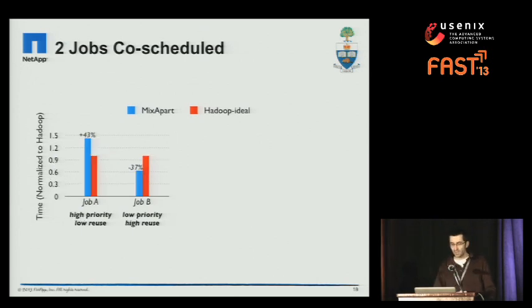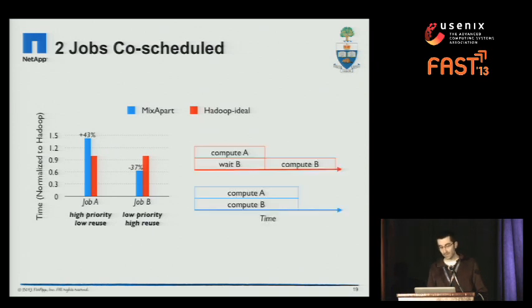The second use case is a bit more interesting, and it showcases the compute scheduler. So I have here again two jobs, and you can see the first job is longer, but the second job is shorter. Again, high priority, low priority. The reuse is inversed. And again, I'm plotting the timeline to understand what happens. So with Hadoop, as before, compute A, B waits, compute B.